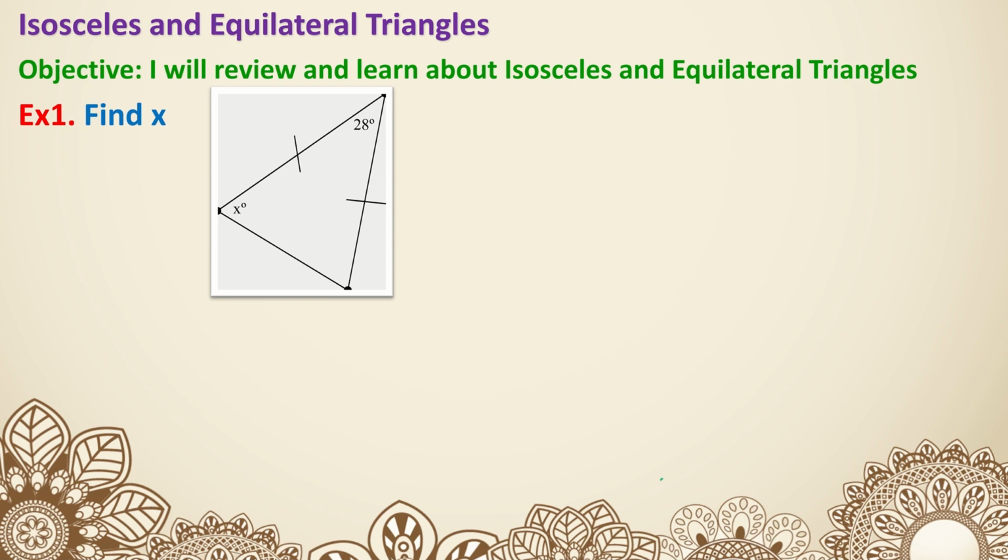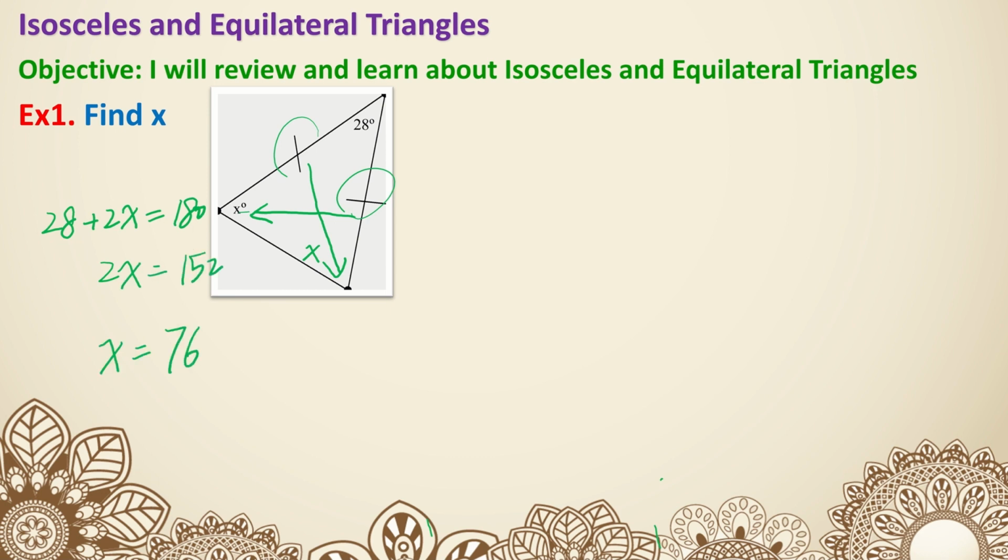Example 1. These marks on the sides indicate that these two sides are the same, and based on the side to angle, which is the normal isosceles triangle theorem, we know these two angles have to be the same. So this is also an x. 28 plus 2x equals 180. I didn't write the degree symbol because the degree symbol is separate from x. I'm just adding the numbers together. So 2x equals 152, which means my x is going to be 76. I do not need to include the degree symbol in the answer because x is just a number, the degree symbol is taken care of already.